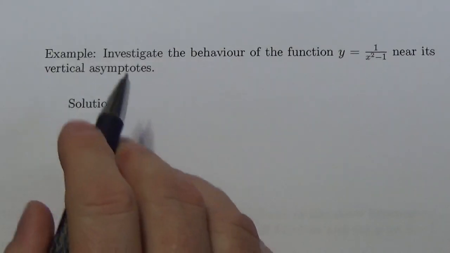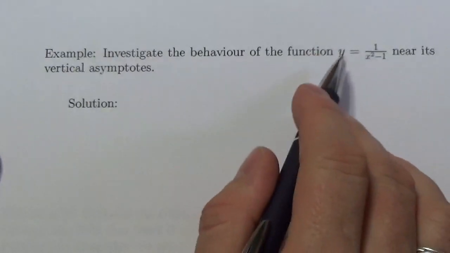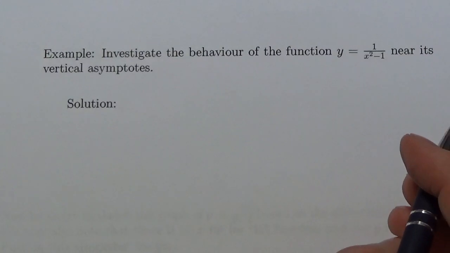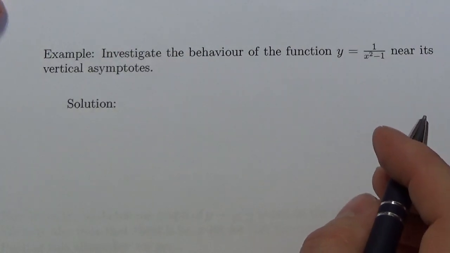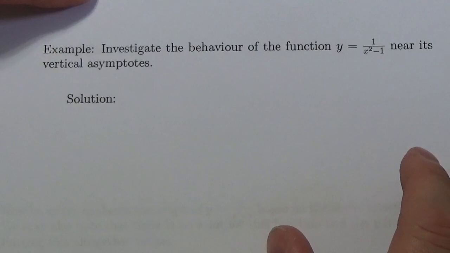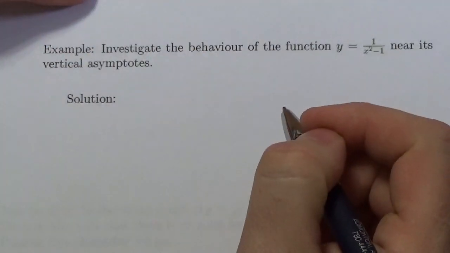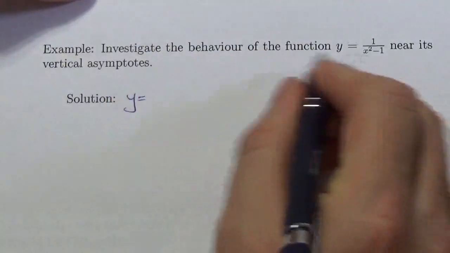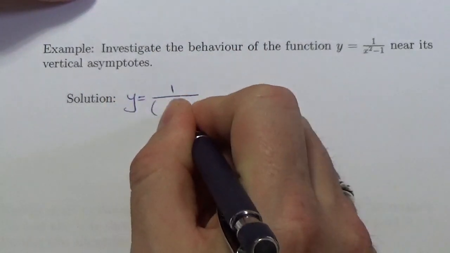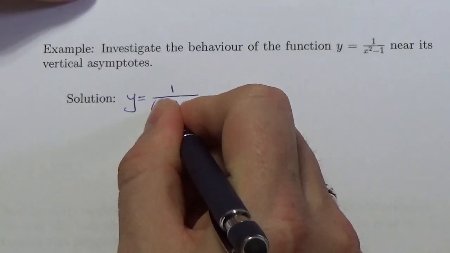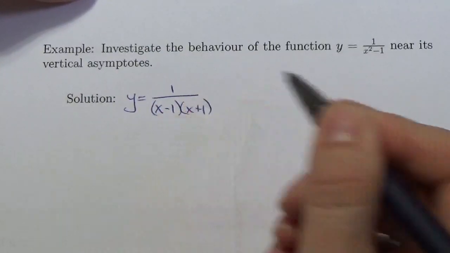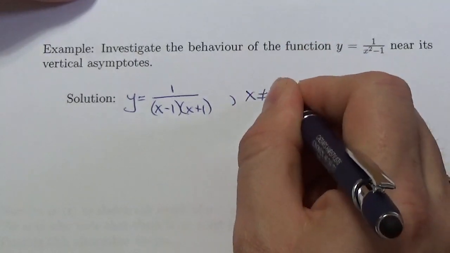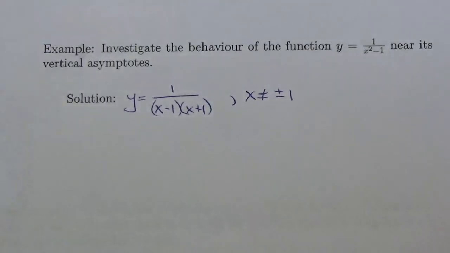All right, so now this question says, investigate the behavior of the function y equals 1 over x squared minus 1 near its vertical asymptotes. Well, that's straightforward enough, but the first thing we've got to do is figure out what its vertical asymptotes are. And that's as simple as determining its non-permissible values. First of all, we're going to take a look at that function. We're going to factor the denominator. That's relatively easy because that's a difference of squares. So x minus 1, x plus 1. Which tells me right away that x cannot equal plus or minus 1.